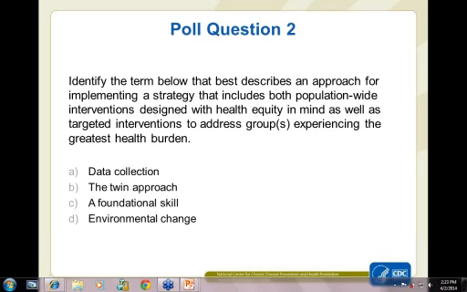If you're right, it is the twin approach. And again, that's an approach where you're implementing strategies that are population-wide, although you're keeping health equity in mind, but at the same time you're using targeted interventions for a population who has the greatest health burden. Thank you.